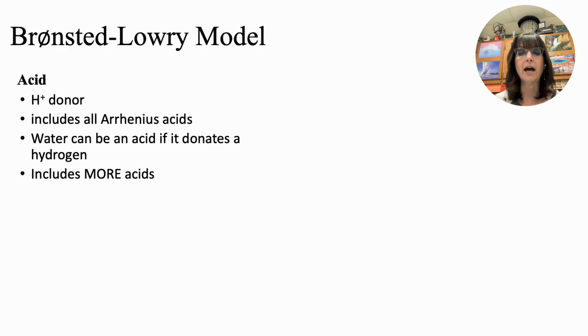So now we have the Bronsted-Lowry model. And in this case, an acid is a hydrogen ion donor. This includes all of the Arrhenius acids. Water can be an acid if it donates a hydrogen. It can also be a base. We'll see that in a minute. And so the Bronsted-Lowry model just includes more acids by saying it's a hydrogen ion donor. Bases, on the other hand, have nothing to do with the hydroxide ions. Instead, we say that they are hydrogen ion acceptors.